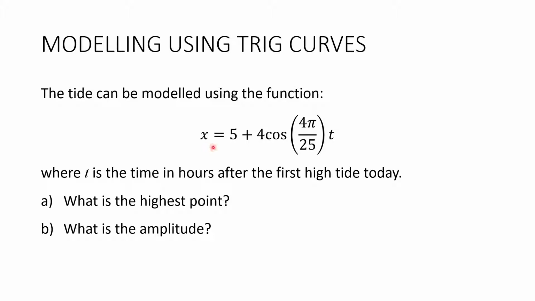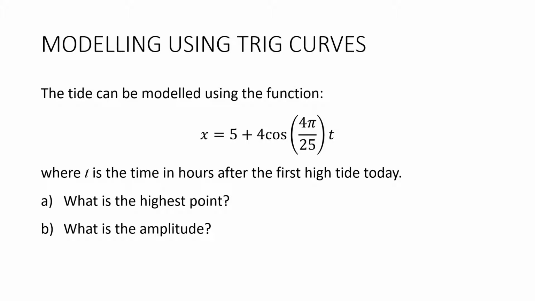We've been given that x is equal to 5 plus 4 cos of 4 pi on 25t. A few differences. Our dependent variable is x, which is the height of the tide, and our independent variable is t, which is the time in hours after the first high tide.